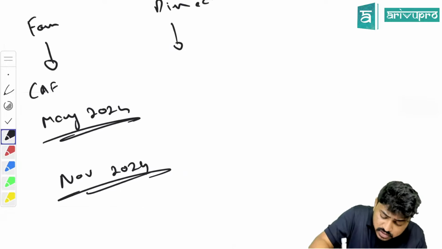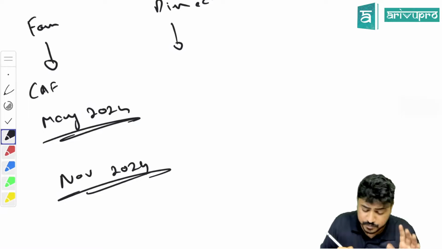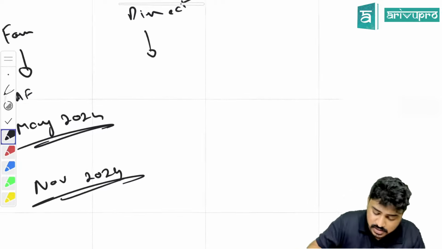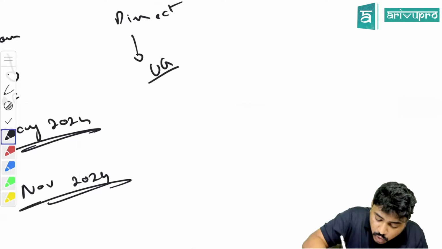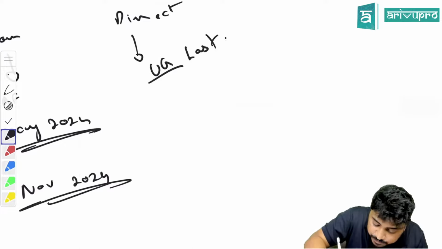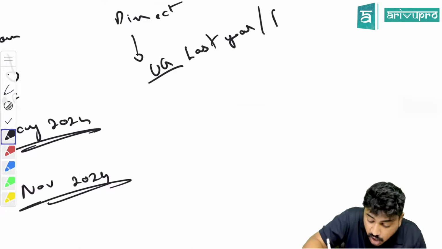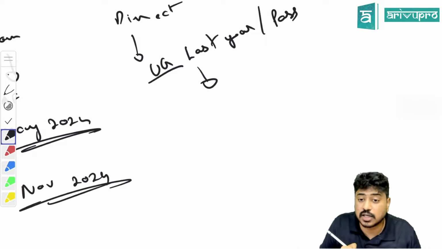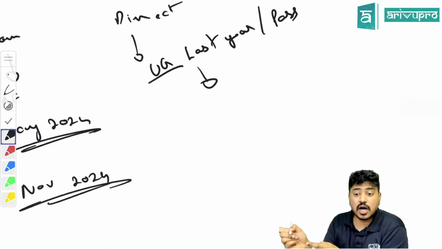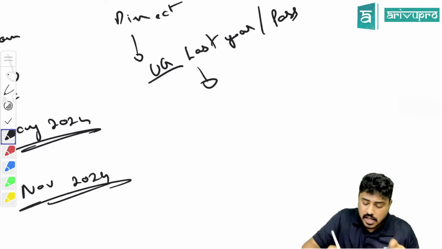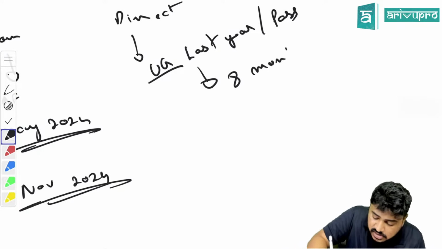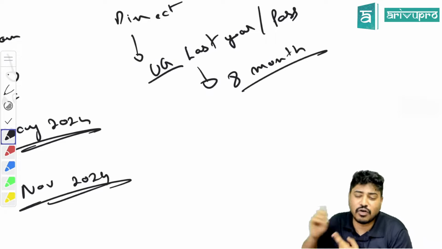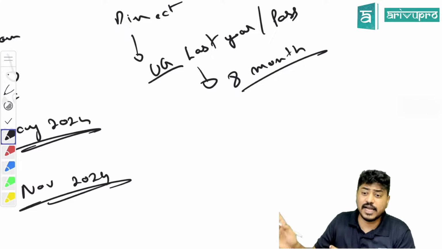Now, direct entry students, please listen. There's been a big change. What is the change? If you are in the last year of UG, you can register for CA and wait for 8 months, because you need a studying period of 8 months. Then you are eligible for your CA Inter exam.